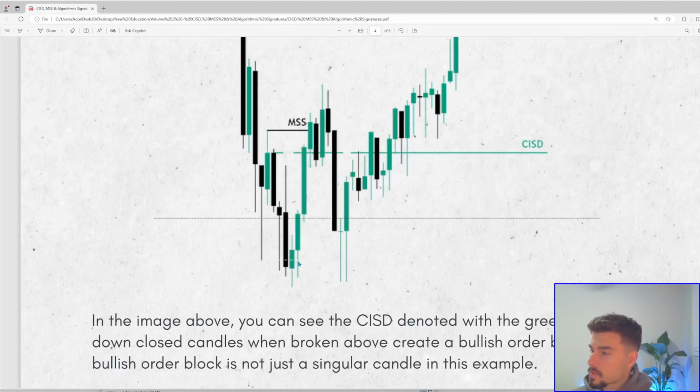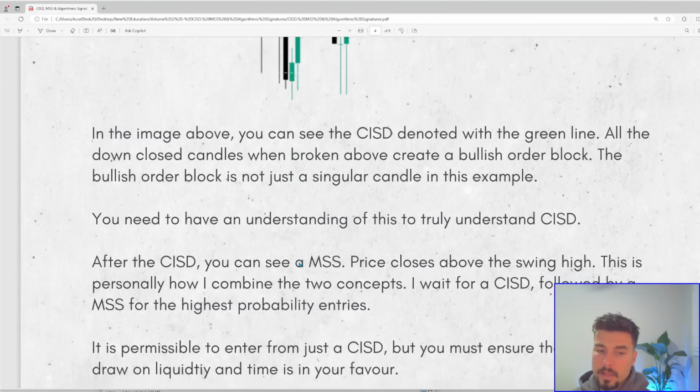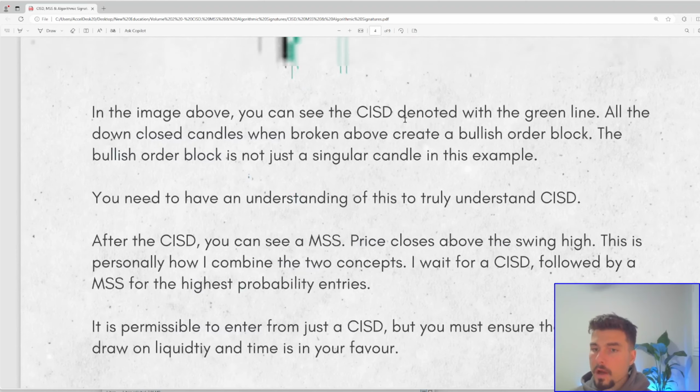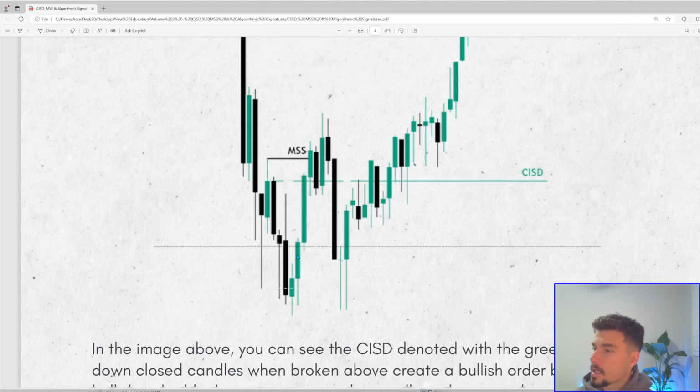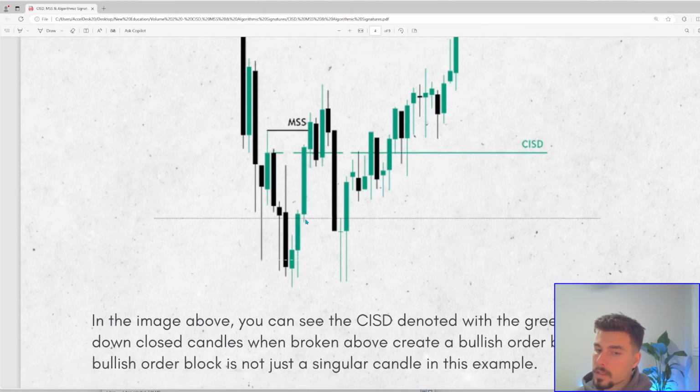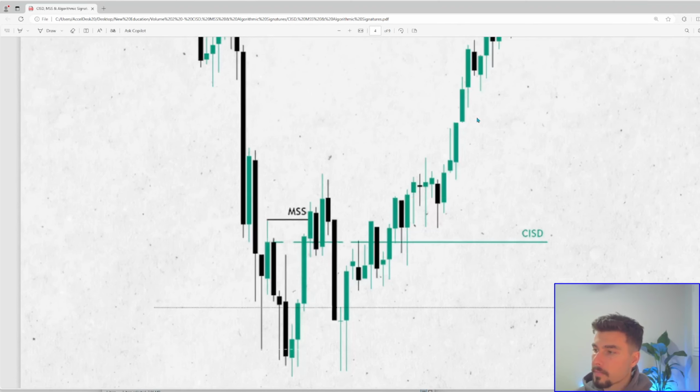All of these candles are really important to note down, and I've mentioned it down here somewhere, right? The bullish order block is not just a singular candle in this example. It's actually all these candles. A lot of people do it wrong. All these candles are the order block. So when price closes above that with some displacement, that indicates a change in the state of delivery. This swing high gets broken above, that's a market structure shift. And then all price is doing by retracing down is retracing back into this bullish fair value gap to then push higher. That's important.